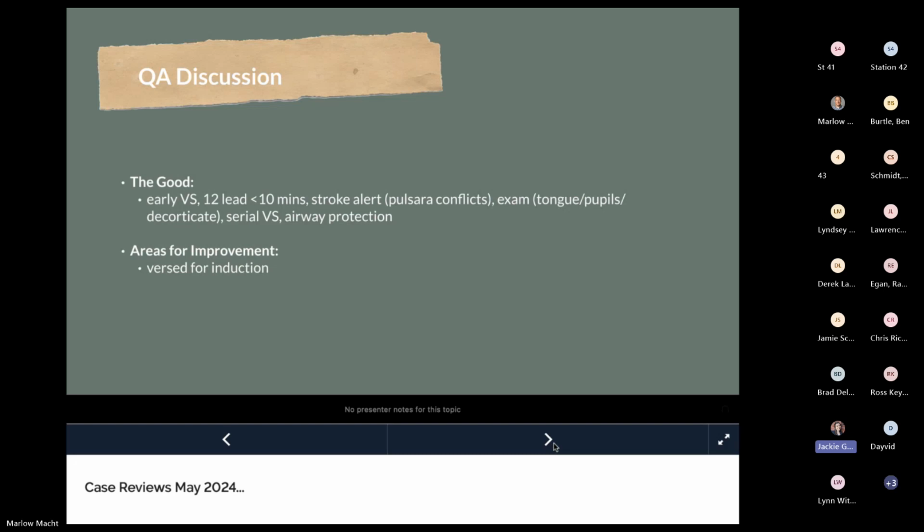Areas for improvement. I'm not quite sure why Versed was used over ketamine, as our protocol says ketamine or etomidate unless neither are available, and then to use Versed. Next.